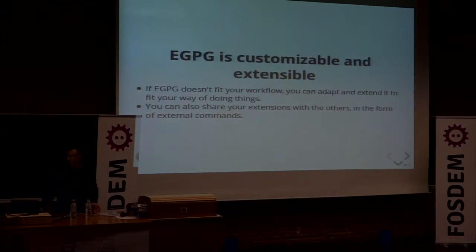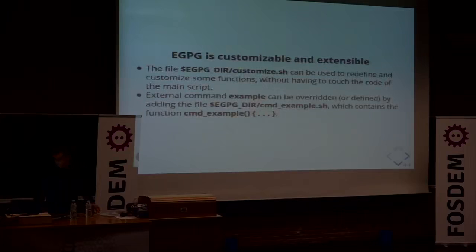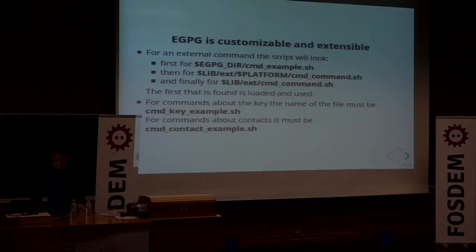eGPG is customizable and extensible. If eGPG doesn't fit your workflow, you can adapt and extend it to fit your way of doing things. You can also share your extensions with others in the form of external commands. The file customize.shell can be used to redefine and customize some functions without having to touch the code of the main script. An external command named example can be overridden or defined by adding the file cmd_example.shell in the eGPG directory. And for an external command, the script will look in several places, and the first one that it finds will be picked up.